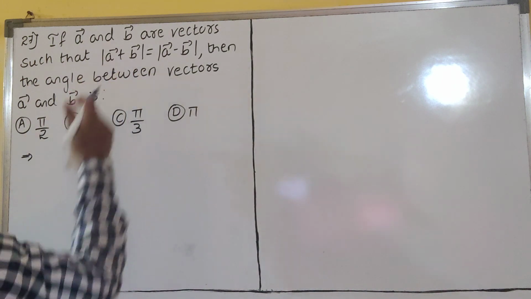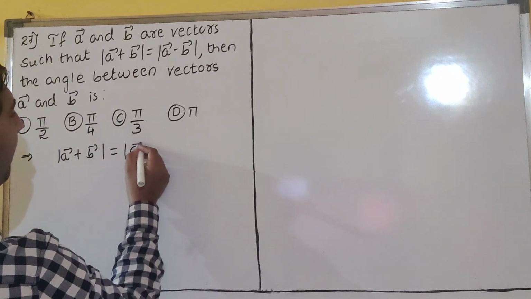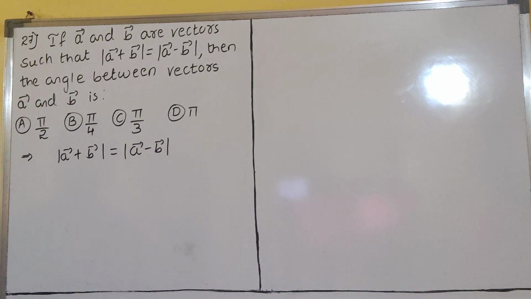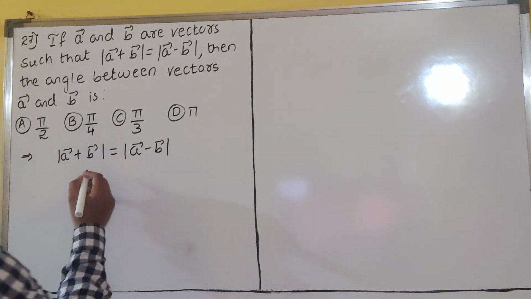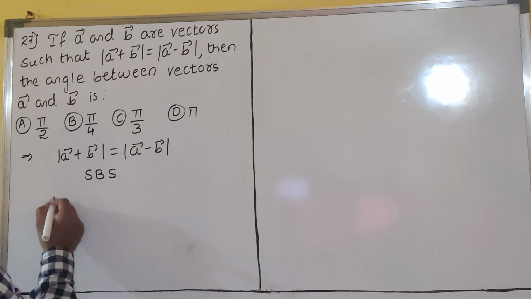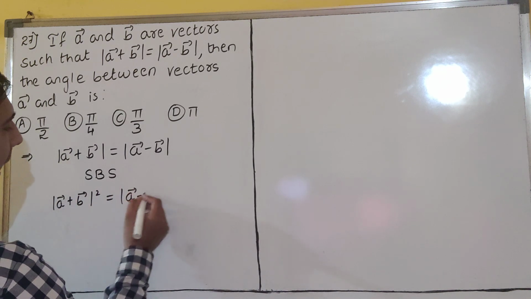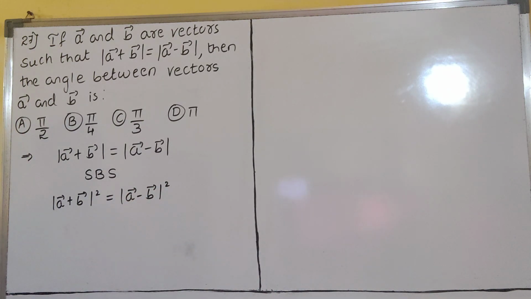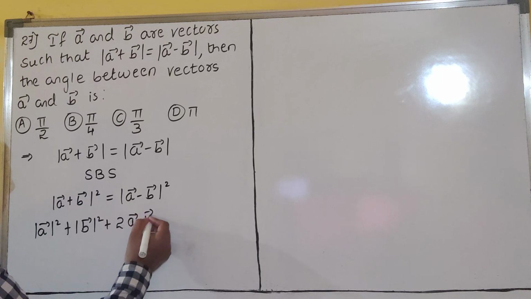You write the given: magnitude of vector A plus vector B is equal to magnitude of vector A minus vector B. Whenever mod comes, we have to use square, dear students, on both sides. So now see here, squaring both sides, SBS means squaring both sides. Magnitude of A plus B whole square equals magnitude of A minus B whole square. Now A plus B whole square means magnitude of A square plus magnitude of B square plus 2 into A dot B, dear students.